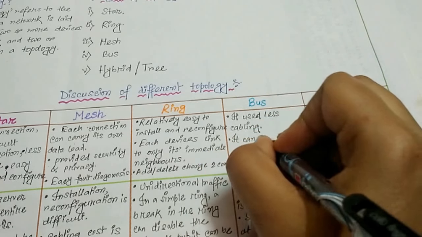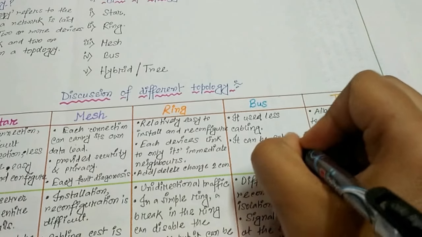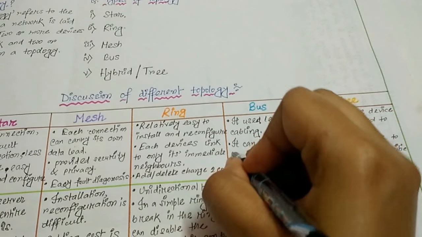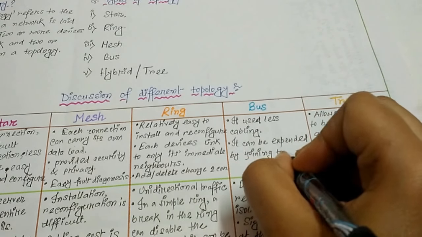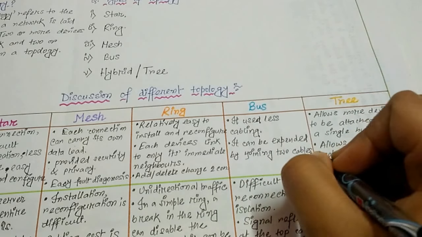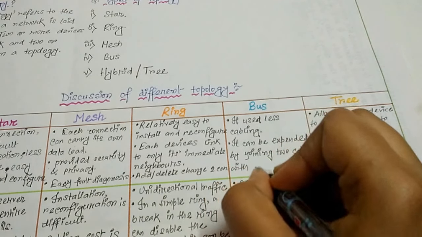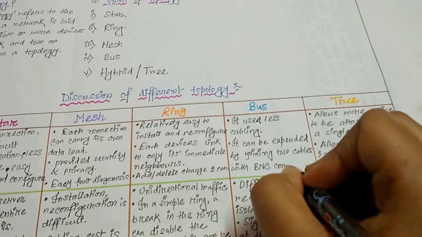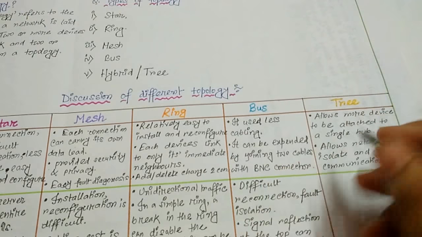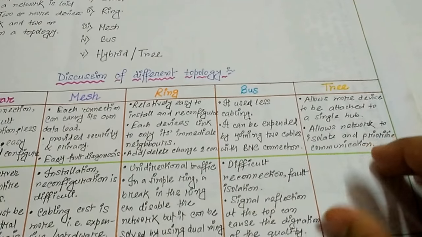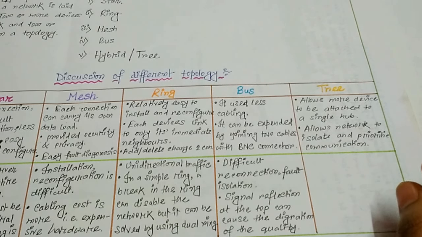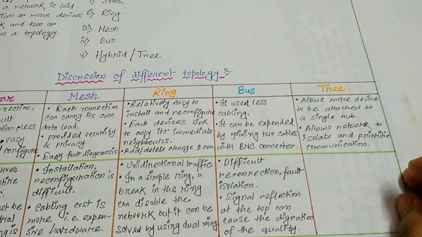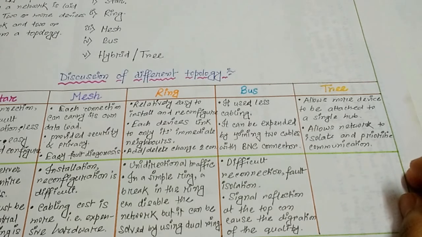It can be expanded by joining two cables with a BNC connector. So it must definitely have some disadvantages also. The disadvantages are: difficult reconnection and fault isolation, and a single reflection at the tap can cause degradation of the quality.